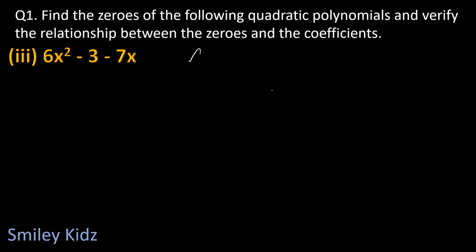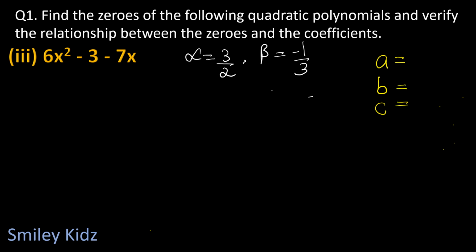Now here we have alpha as 3 by 2 and beta as minus 1 by 3. Now we're going to verify the relationship. For that we need the value of A, B and C. The value of A is 6, B is minus 7 and C is minus 3 according to the question. Right. Now we know that alpha plus beta is what?